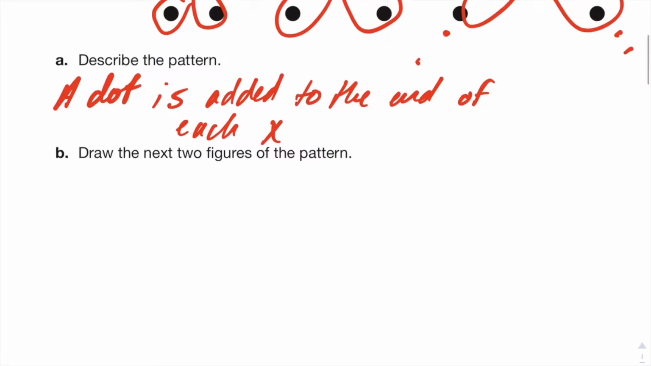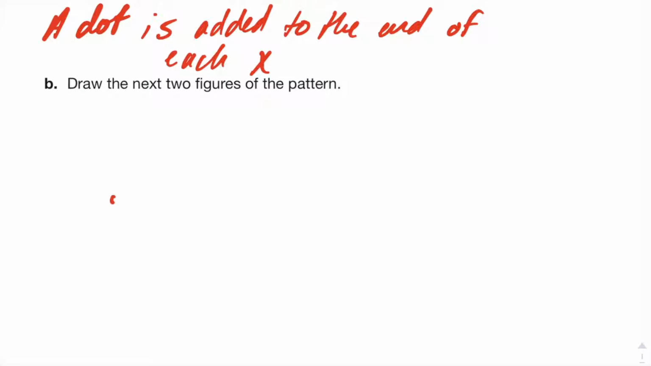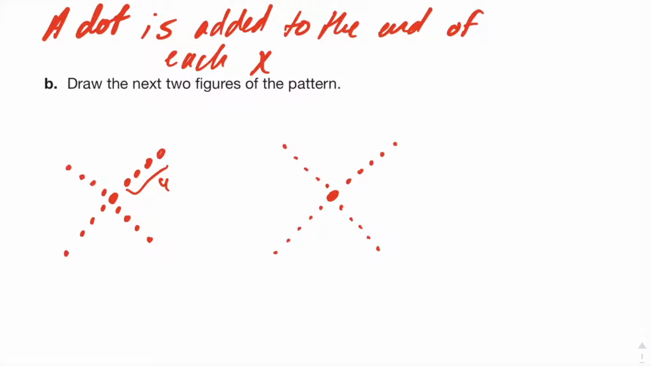Draw the next 2 figures of the pattern. Okay? So this one went 1, 2, 3. Next one will have 4. 1, 2, 3, 4. 1, 2, 3, 4. And then the next figure will have 5 on each end. So this has 4. Next one has to have 5. 2, 3, 4, 5. And there you go. There's the 2. This one has 5.